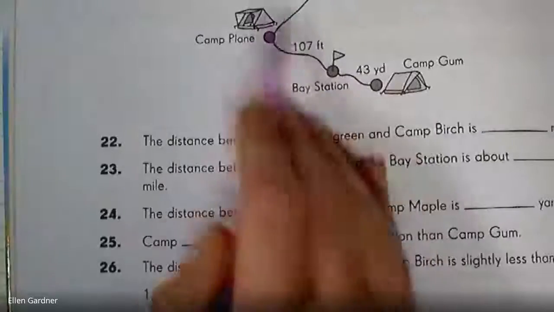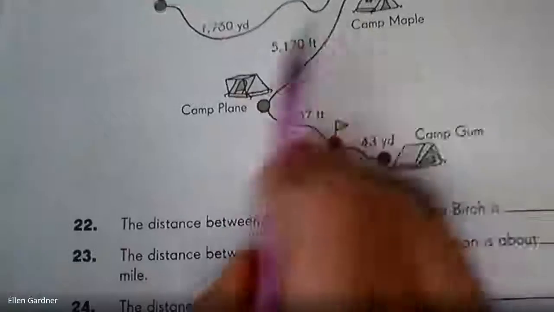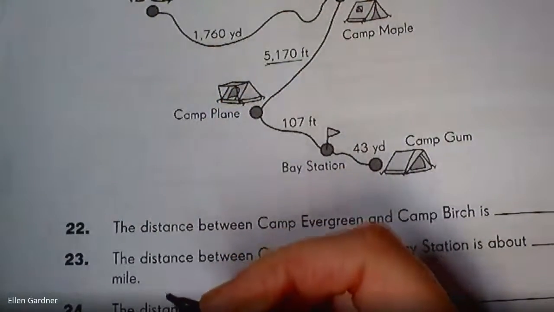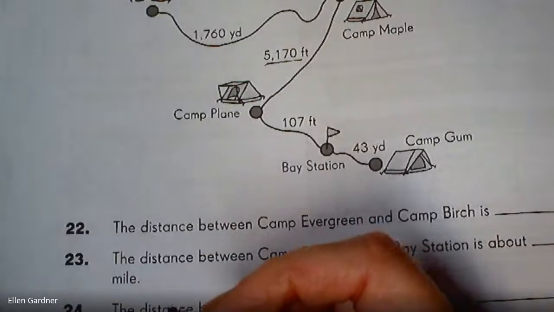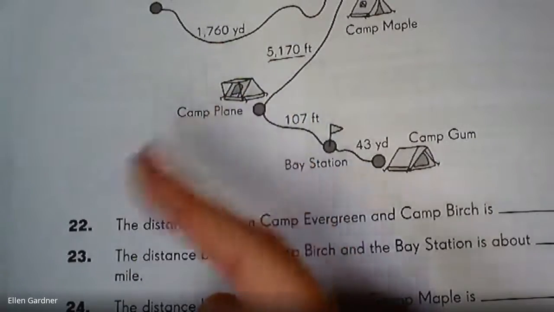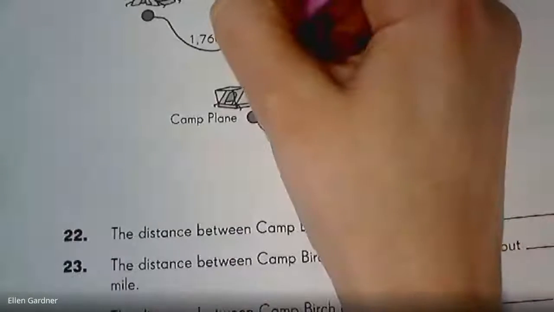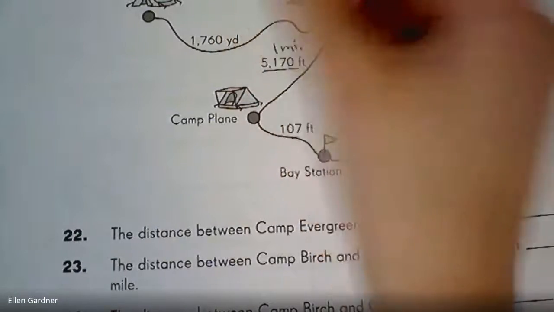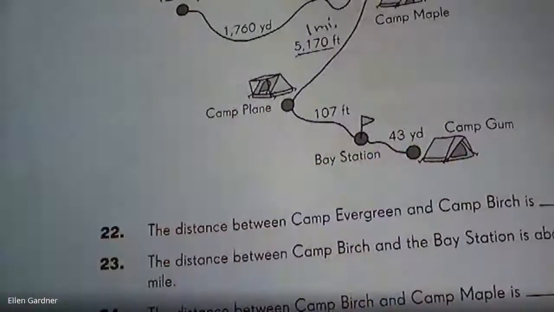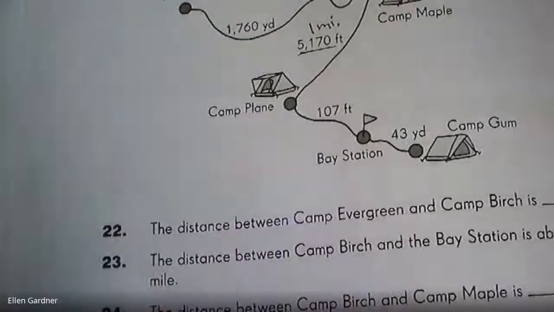So for some of these, you'll need to convert, but it won't require that much math to do it. But notice that 5,170 feet, is that pretty close to the 5,280 feet that make 1 mile? I would say yes, that is within a good estimate. So that is about 1 mile. It's definitely closer to 1 mile than 0 miles, right? So keep that in mind with this one.